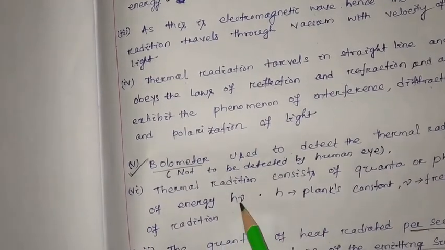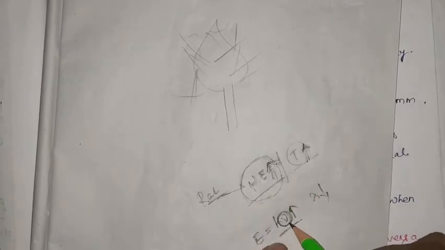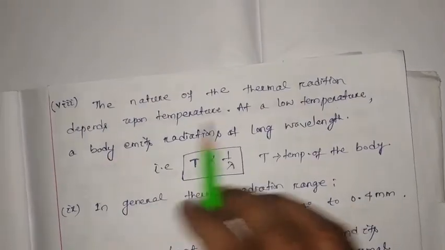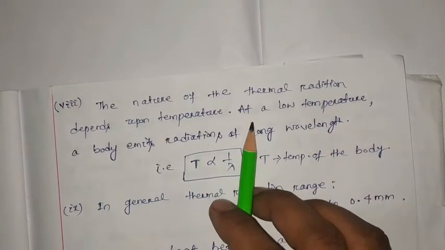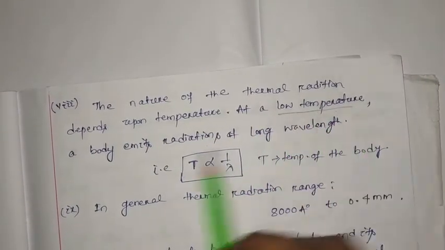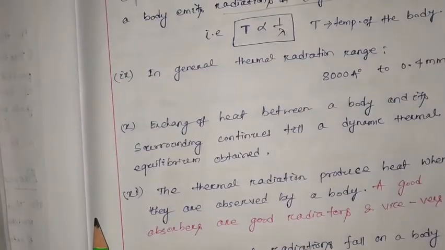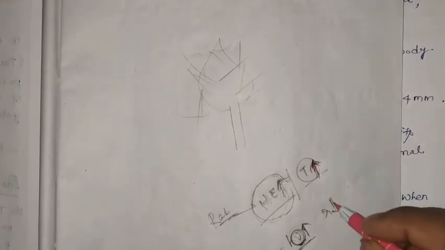So if mu increases, obviously energy increases. So at higher temperature, the radiation of heat energy will increase, which means the corresponding frequency increases. If frequency increases, the corresponding wavelength decreases. So the nature of the thermal radiation depends upon temperature. At low temperature, the body emits radiation of longer wavelength. Here you can see that temperature increased, wavelength decreased.